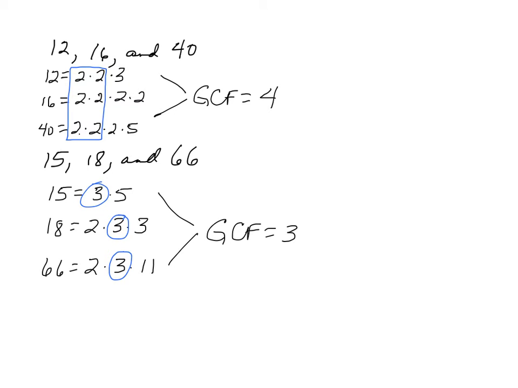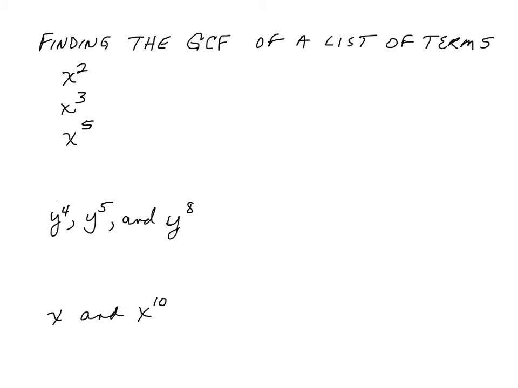You have to know how to do this because we're going to be doing something called factoring out the GCF in a minute. Now let's look at finding the GCF of a list of terms. If you're given a list x squared, x to the third, and x to the fifth, what does x squared mean? It means x times x. X to the third means x times x times x. X to the fifth means this.